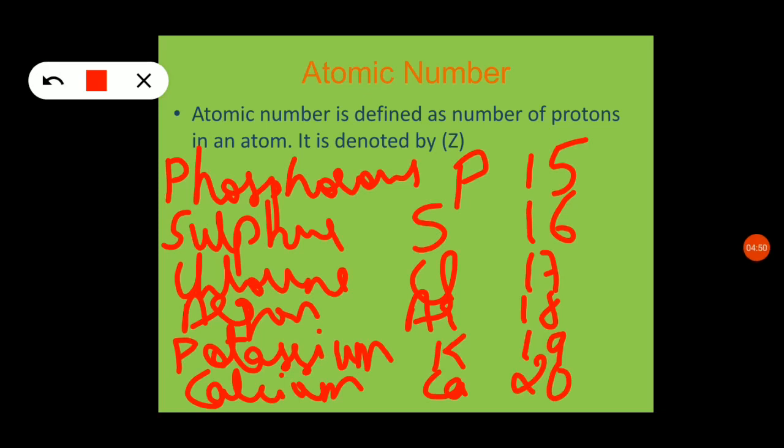So up to 20 elements you should remember all the atomic numbers of the elements. Clear? If you know the atomic number, we can easily write the electronic configuration, that is, how the electrons are distributed in different orbits. So in the next session, I will teach you how to write the electronic configuration.